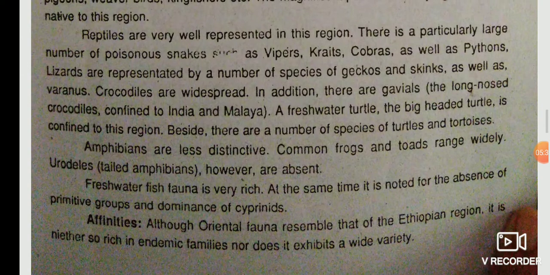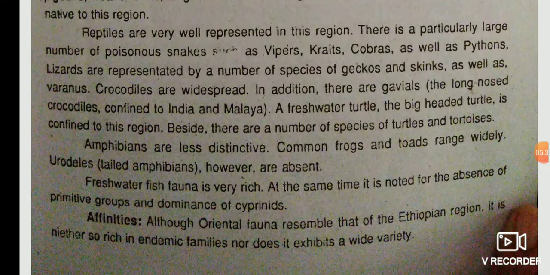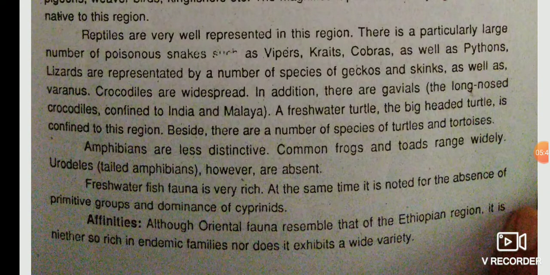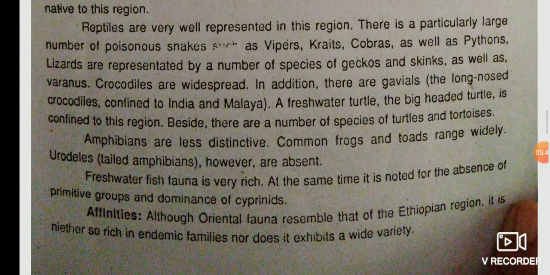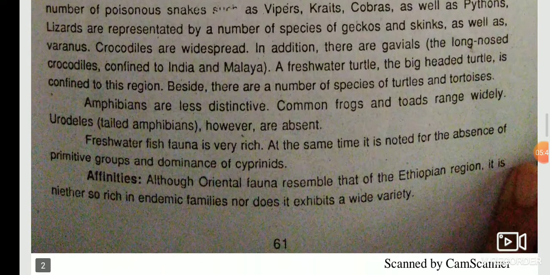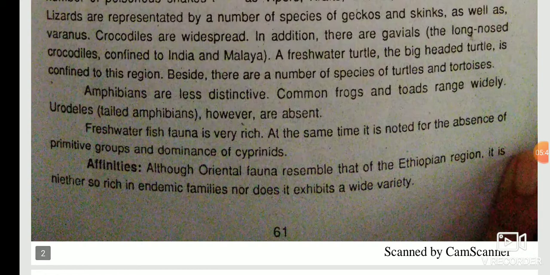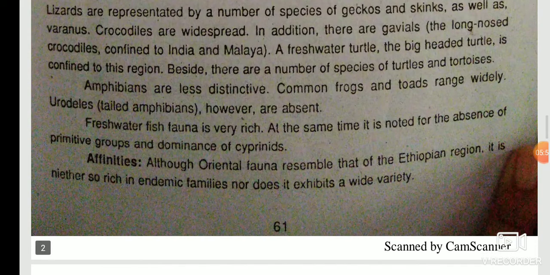Freshwater turtle, the big-headed turtle, is confined to this region. Besides, there are a number of species of turtles and tortoises. Amphibians are less distinctive and common. Frogs and toads you will find mostly. Urodela, the tailed amphibians, include salamanders, however, they are absent.